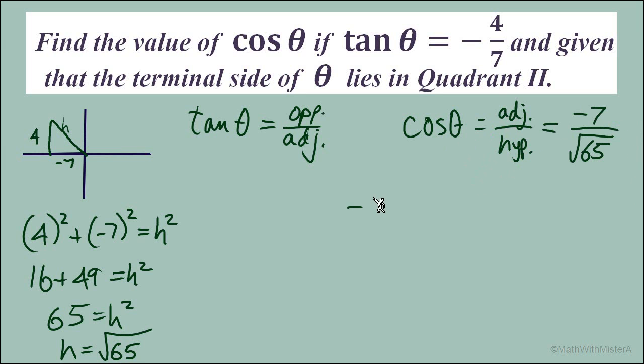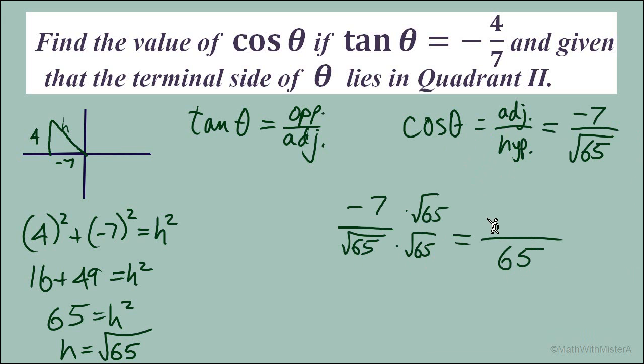If we choose to rationalize the denominator, we're multiplying numerator and denominator by another radical 65. That rationalizes the denominator to 65, and our numerator is -7 radical 65. The 65 cannot be simplified in the square root.